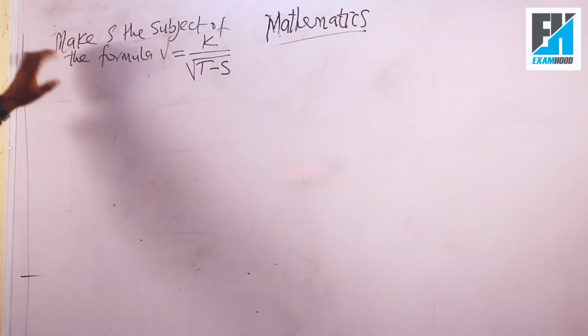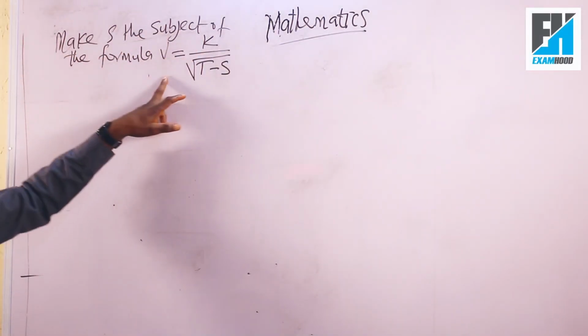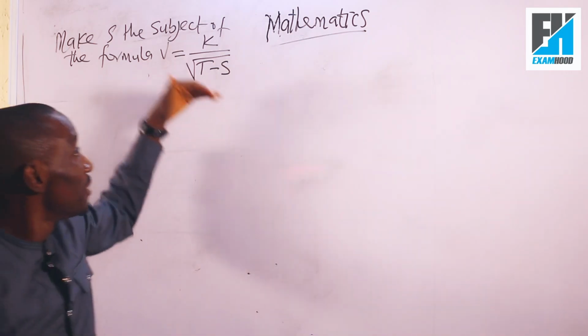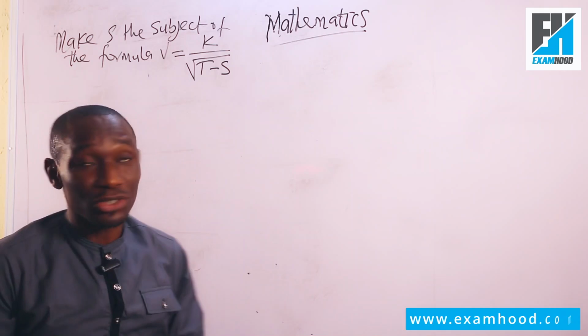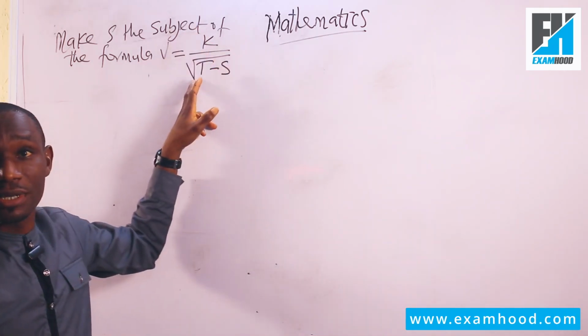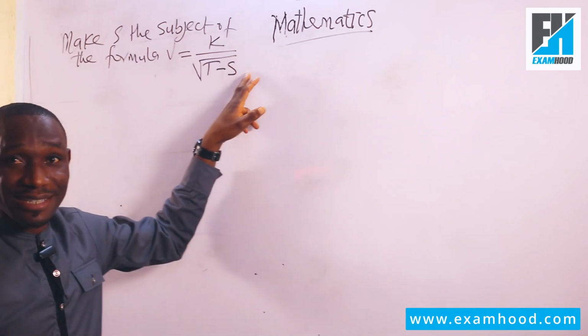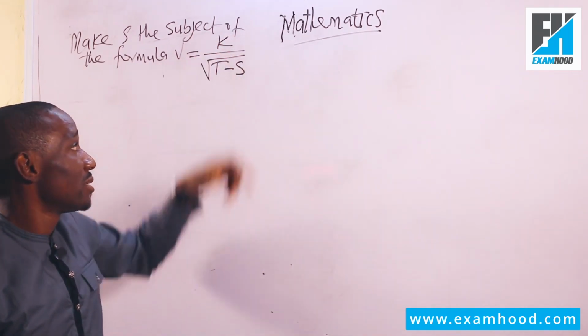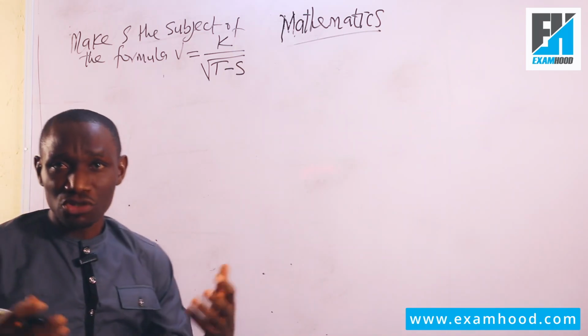The next question says, make S the subject of the formula in this expression. The expression is V equals K all over root T minus S. We have to make S the subject of the formula.